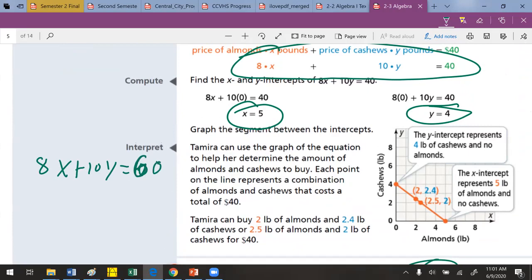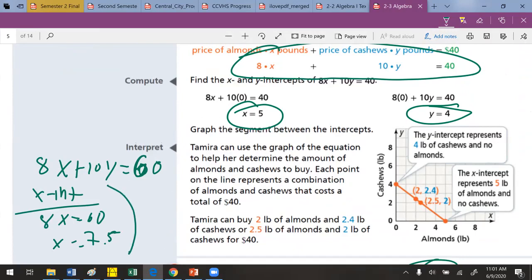Okay, there's a 60. Let's find the x-intercept first. Okay, that means y goes bye, so 8x equals 60. That means she's allowed to buy 60 over 8. And if I were to divide that, 60 divided by 8, that's going to be 7.5. So she can buy 7.5 pounds of almonds.